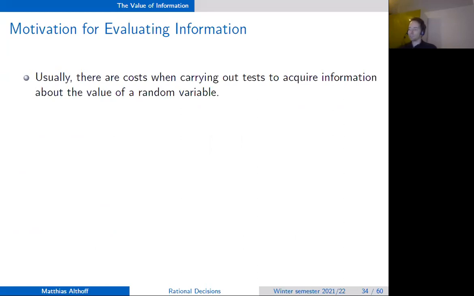So before you make a decision, you also need some information. For instance, for the garden party, we needed at least a probability whether it will rain or not. You can now go on the internet and check whether it will rain or not. So this is very little cost.